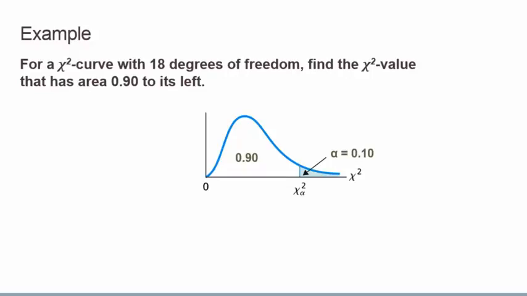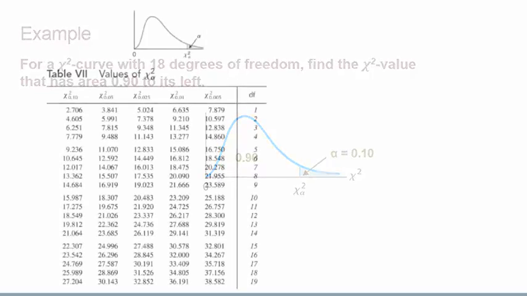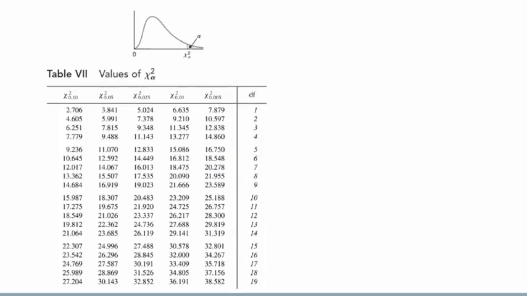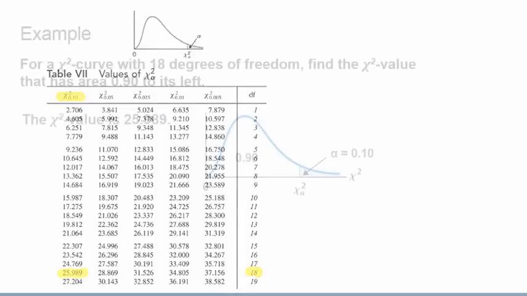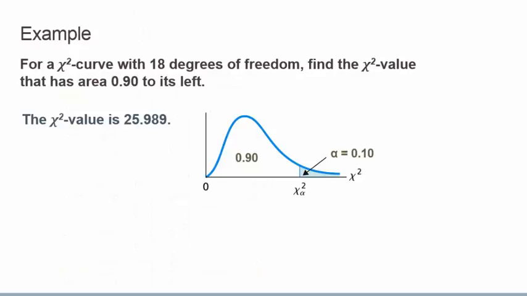So alpha is 0.10. Going to our table, our degrees of freedom are 18, and we want an area of 0.10. This gives us 25.989. The chi-squared value is 25.989.